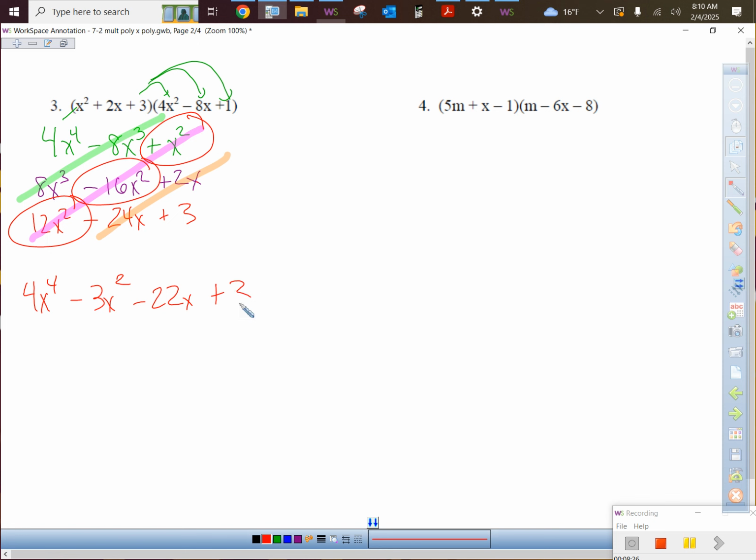These are just called polynomials when they have more than 3 terms. 1 term is a monomial, 2 terms is a binomial, 3 terms is a trinomial. After that, it's polynomials. Poly means many.